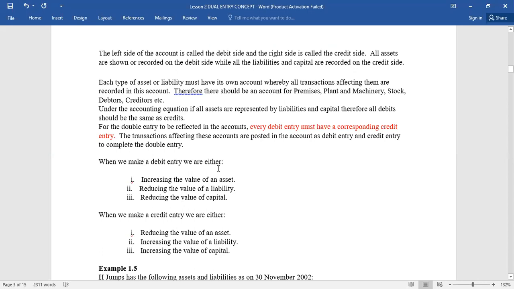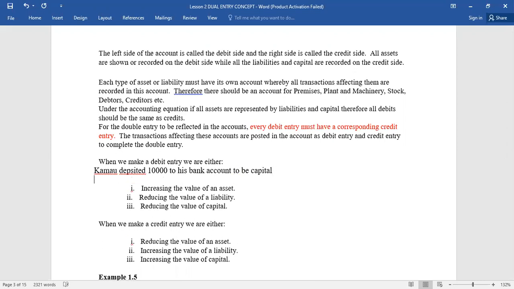Let's say Kamau, let me just indicate here. Kamau deposited 10,000 shillings to his bank account to be capital. I'm just giving an example. To be capital. So that is Kamau.